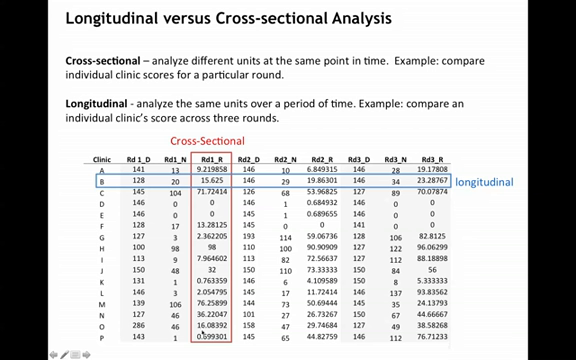Longitudinal analysis analyzes the same units over a period of time. For example, comparing an individual clinic score across 3 rounds to see how the clinic is performing over time. And we can do a longitudinal analysis for one clinic, we can do it for a group of clinics, as long as that cohort or that group of clinics remains the same over time. And what this allows us to do is to see kind of trending analysis. It allows us to make comparisons from previous to future rounds and see if a clinic or a group of clinics is improving over time.